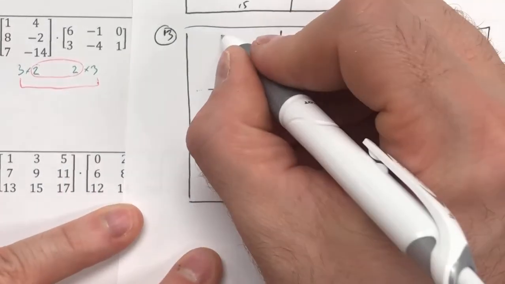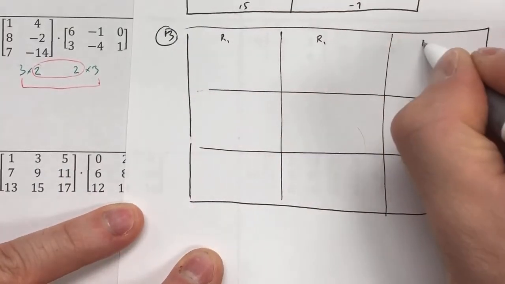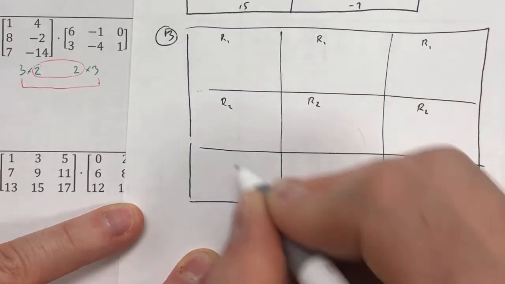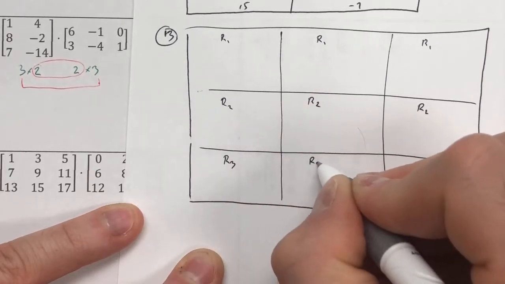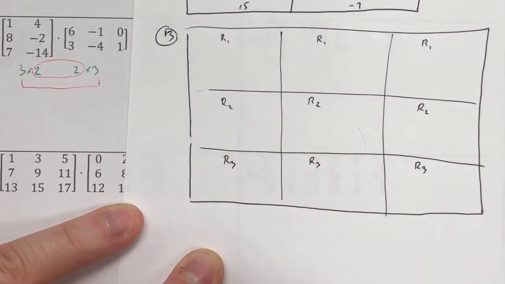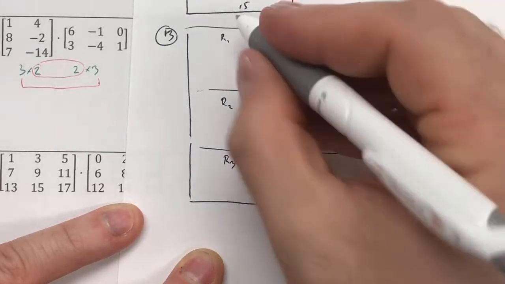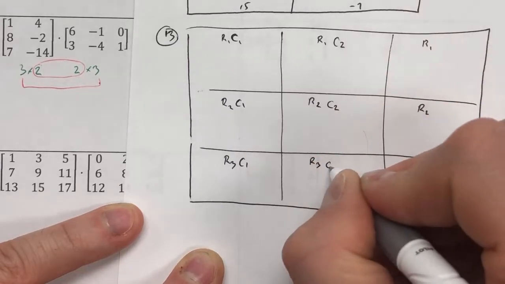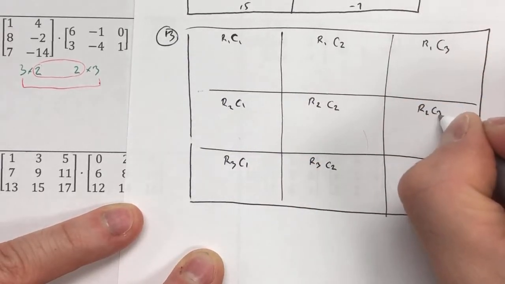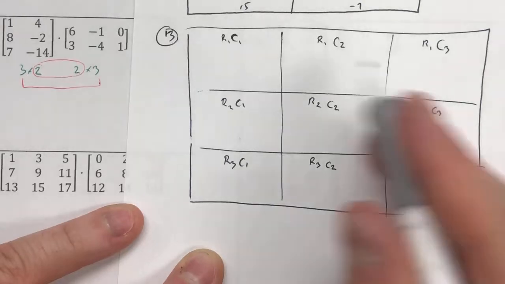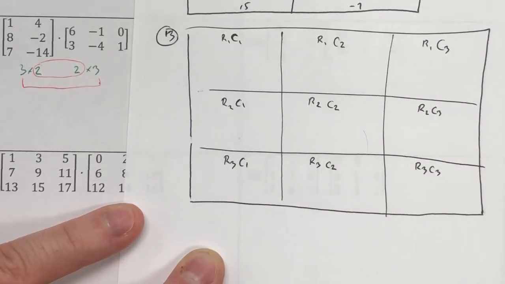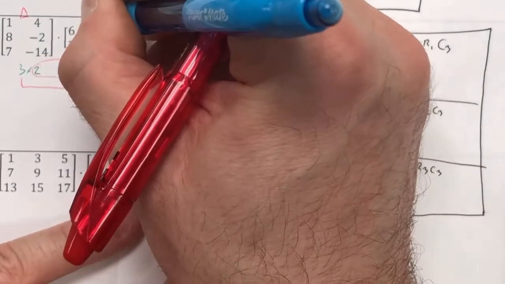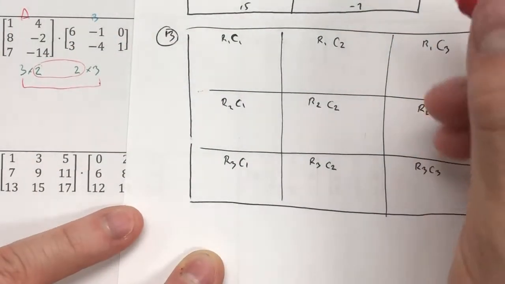So I'm going to go through and label my rows: row 1, row 1, row 1, row 2, row 2, row 2, row 3, row 3, row 3. Then I'm going to go down my columns: column 1, column 2, and column 3. So we're finding the dot product of those 9 pieces. Again, we label our matrices as we've been doing, as an A and a B. This should make this pretty easy to set up.